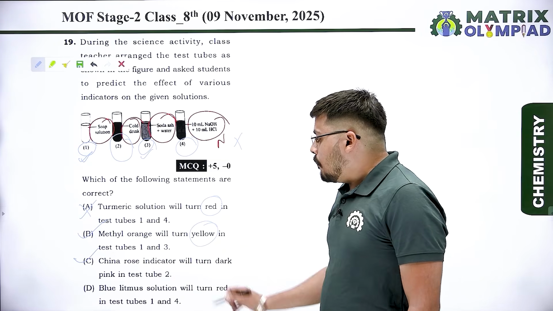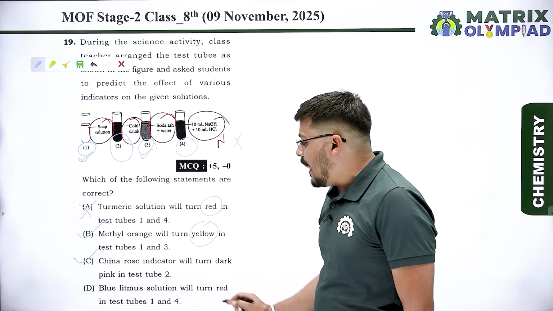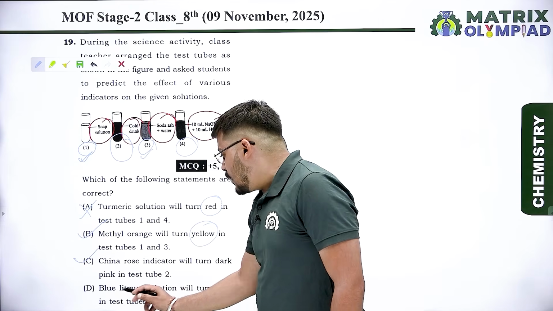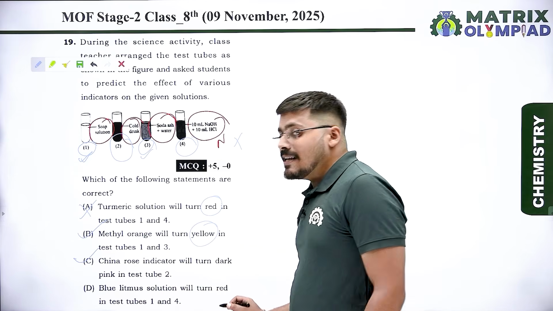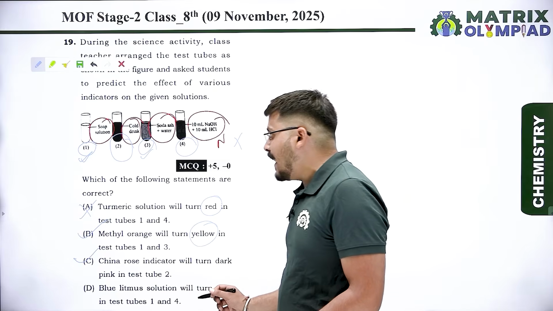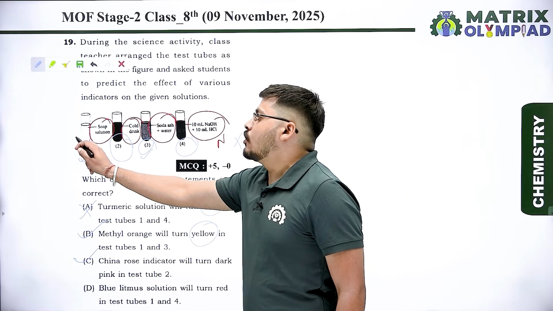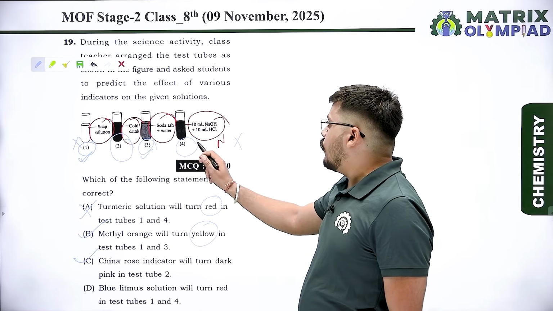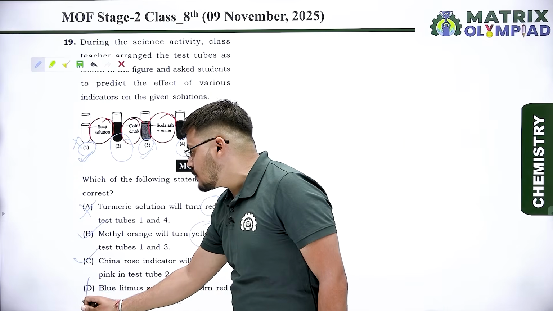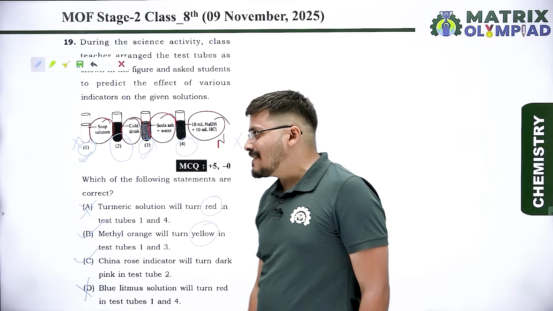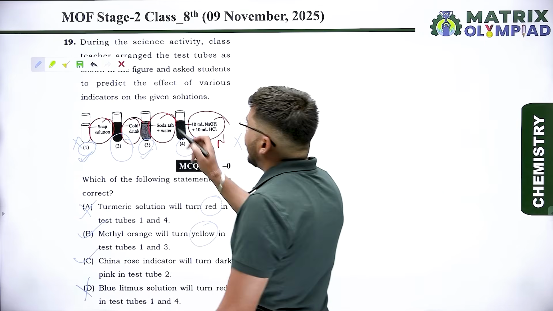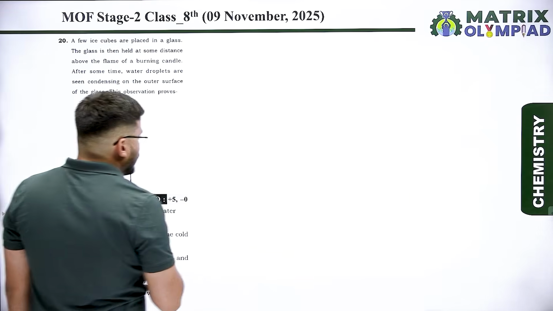Option D: blue litmus solution will turn red in test tubes 1 and 4. Blue litmus turns red when the solution is acidic. Let's check whether 1 and 4 are acidic. 1 is a soap solution, which is basic, and 4 is neutral. So option D is also wrong. Here B and C are correct. Let's move to the last question, question number 20.